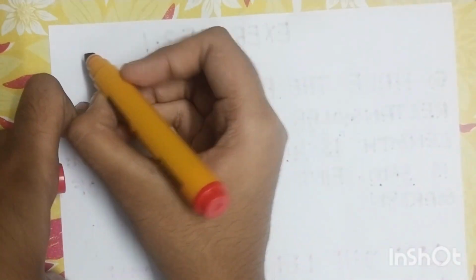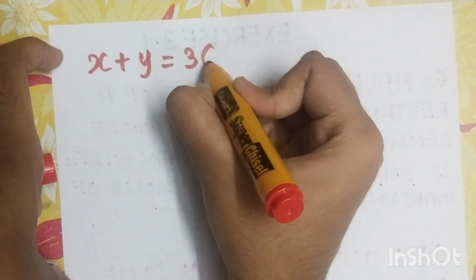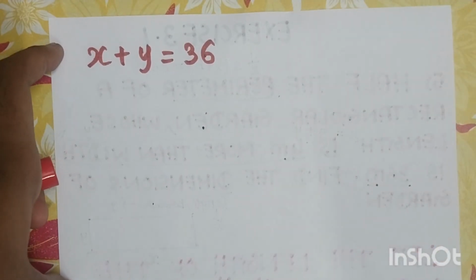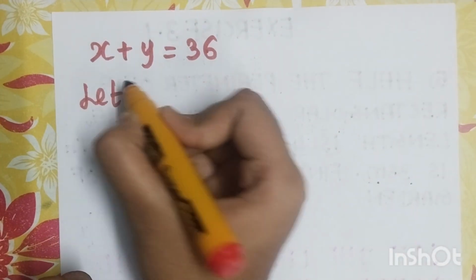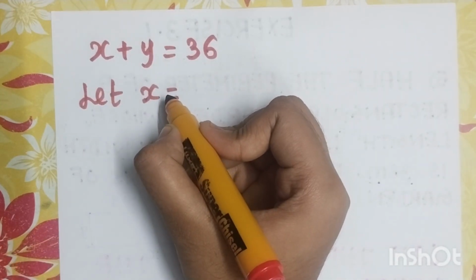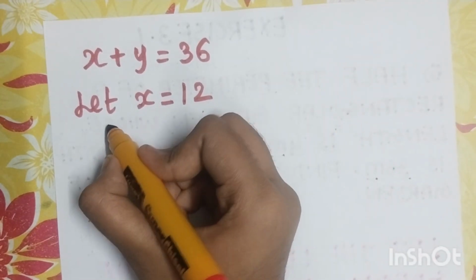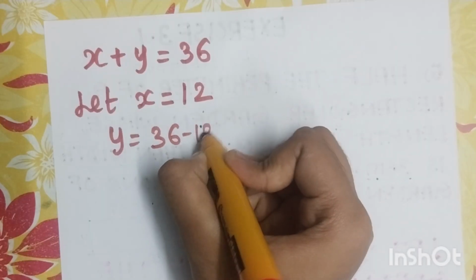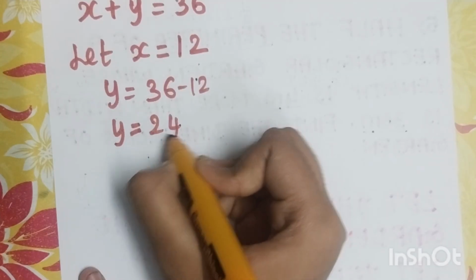So for that, I'm going to first write my first equation. So x plus y is equal to 36. So this is my first equation, right? So now I'm going to substitute some values for x and y. So let x is equal to 12. So y is equal to 36 minus 12. So y is nothing but 24.